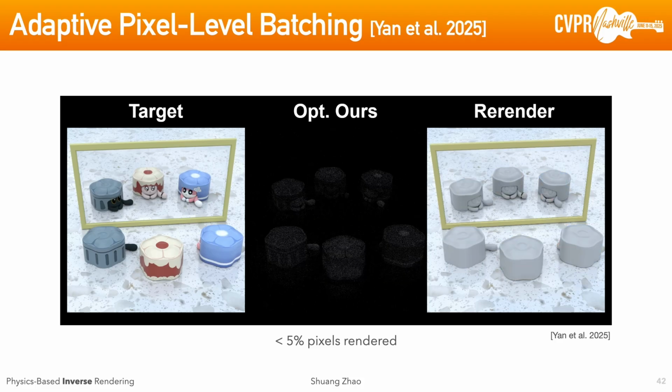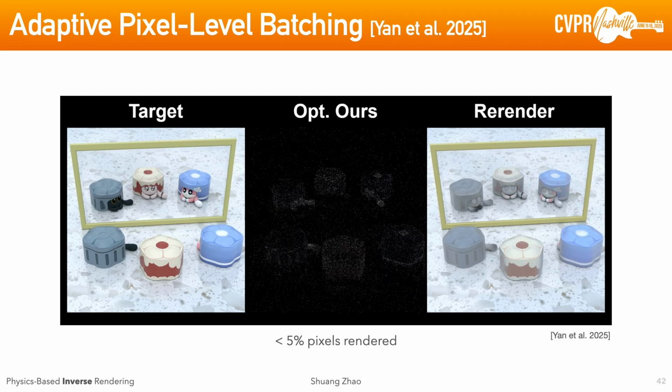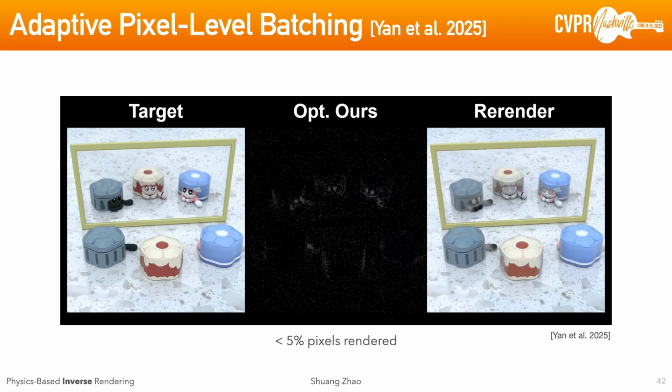So you may wonder, what happens if we don't do this fancy non-uniform sampling? What happens if we just do uniform sampling? Well, this is what happens. Still, we are rendering the same number of pixels.